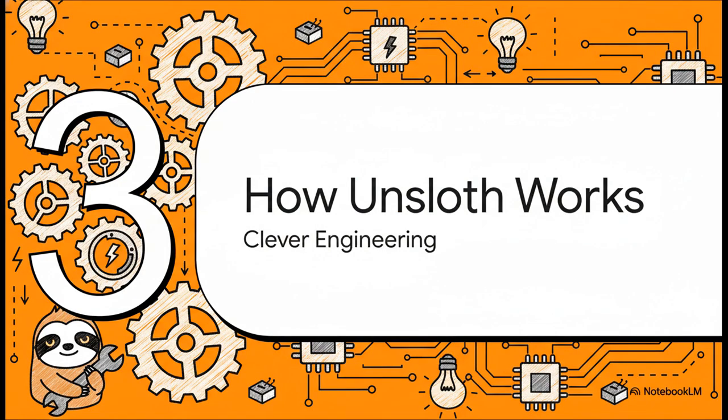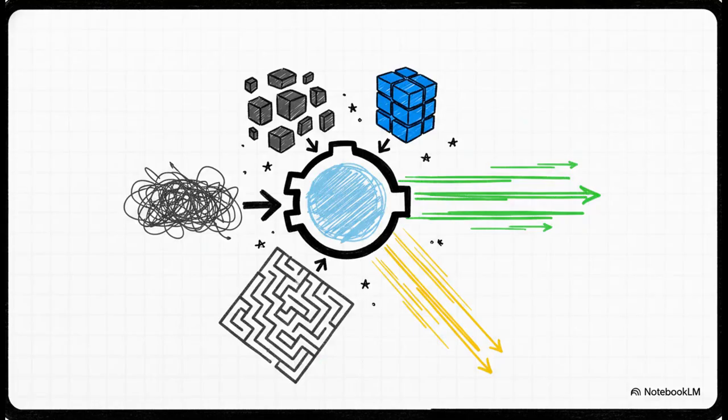So, how in the world does it pull off this magic? Well, it's not actually magic. It's just some incredibly clever engineering happening under the hood. Let's break it down a bit. At its core, Unsloth is just a master of efficiency. It takes the standard code that you'd use for AI training and rewrites it into a highly optimized language that your GPU can process much faster.